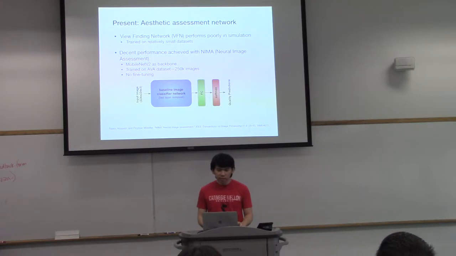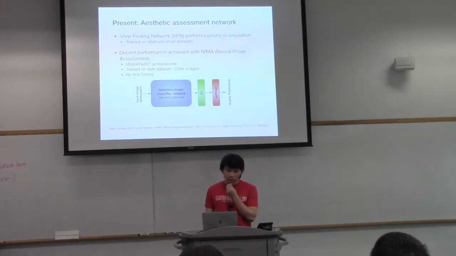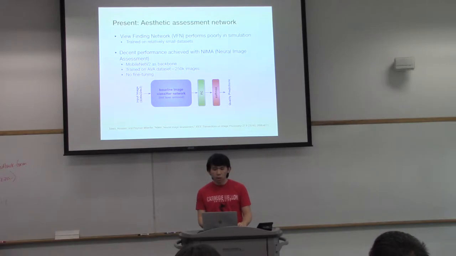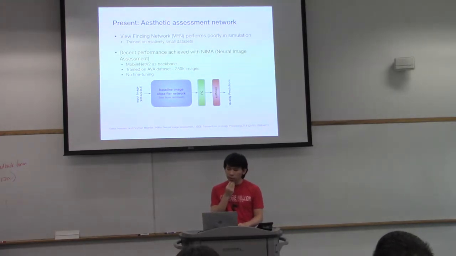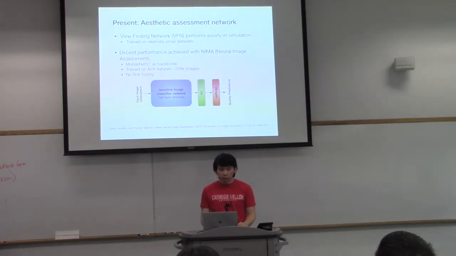We tested two assessment networks. We started with the view-finding network that was used in the cropping paper, but we found that it performs pretty poorly in simulation, probably because it's trained on a really small dataset of real images. Then we switched to another assessment network called Neural Image Assessment from Google. This architecture is pretty simple. It's just a classification problem. We chose MobileNet as the backbone network to fit our computational needs on the drone. This network is trained on the AVA dataset, which has 250K images. With no fine-tuning, we found the network to work decently in the simulation.